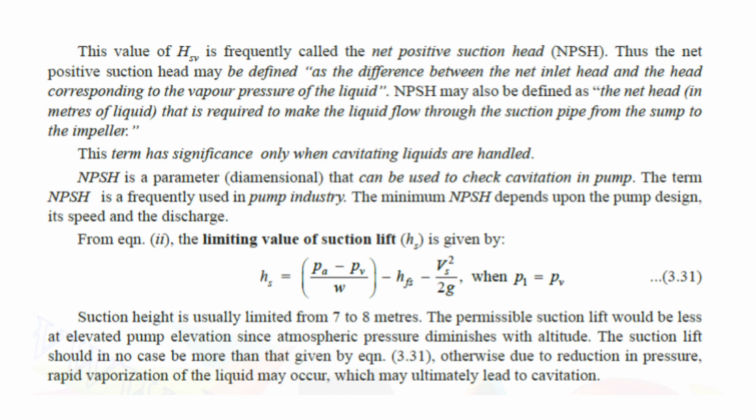Suction height is usually limited to 7 to 8 meters. The permissible suction lift would be less at elevated pump elevation since atmospheric pressure diminishes with altitude. The suction lift should in no case be more than that given by the equation. Otherwise, due to reduction in pressure, rapid vaporization of the liquid may occur, which may ultimately lead to cavitation.